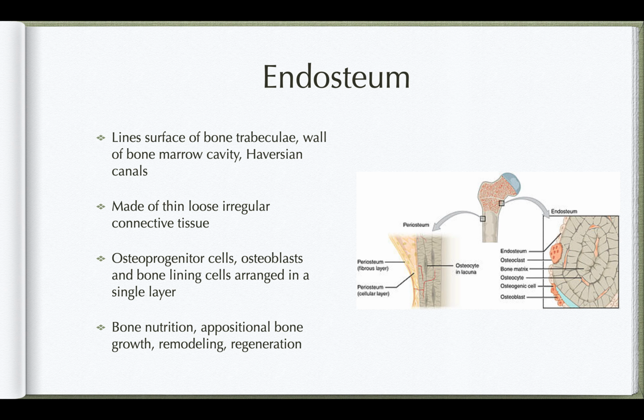Endosteum lines the inner surface of the bony trabecula and the wall of the bone marrow cavity and the Haversian canals. It's made out of a thin, loose, irregular connective tissue, and it contains osteoprogenitor cells, osteoblasts, and bone lining cells, and those are all arranged in a single layer. It's involved with bone nutrition, appositional bone growth, remodeling, and regeneration.